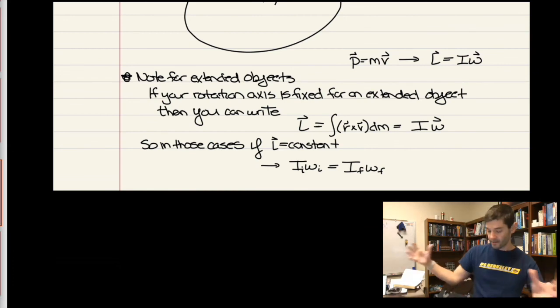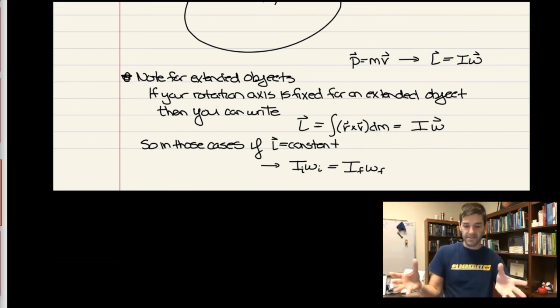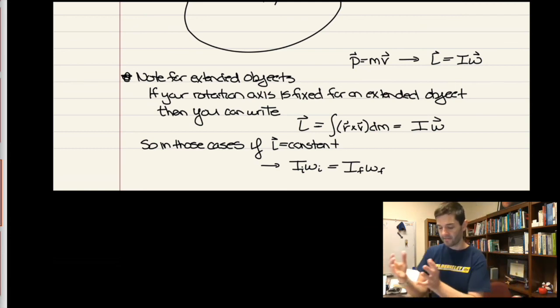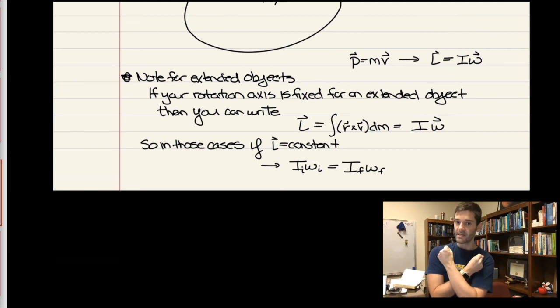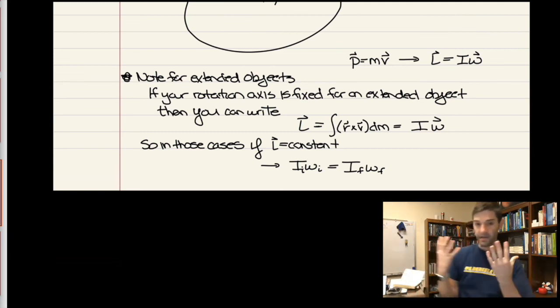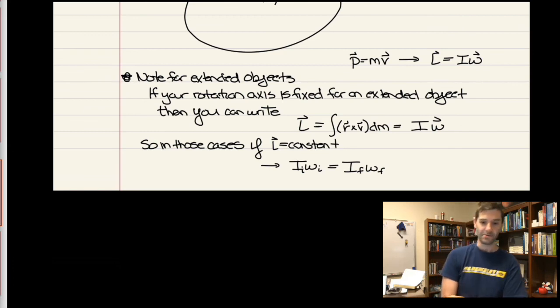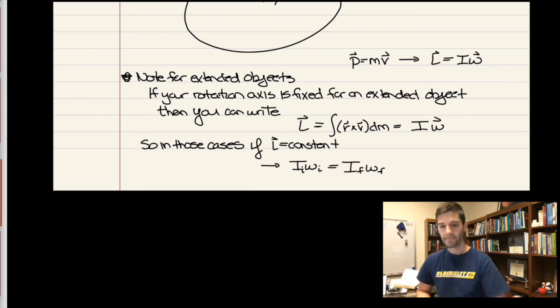Right, you can take I omega initially for the system. Maybe it's the ice skater with her arms outstretched. Then you can evaluate I final omega final when she, say, pulls her arms in. Her rotational inertia has changed as a result. She's bringing more of her mass closer to her axis of rotation. And as a result, she spins faster. Her rotational inertia went down, so her angular velocity has to increase, such that the total angular momentum is constant.